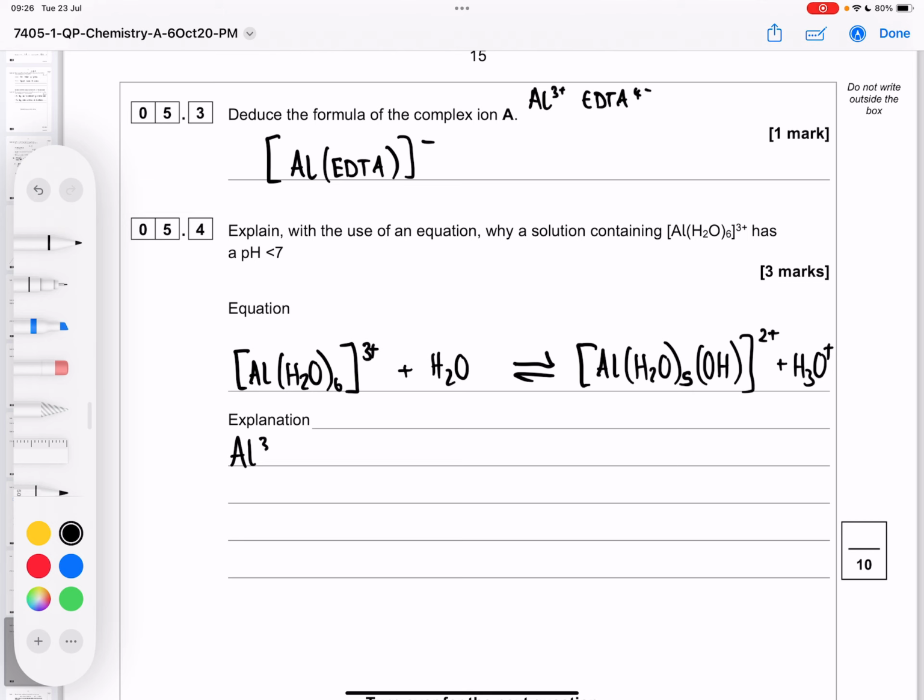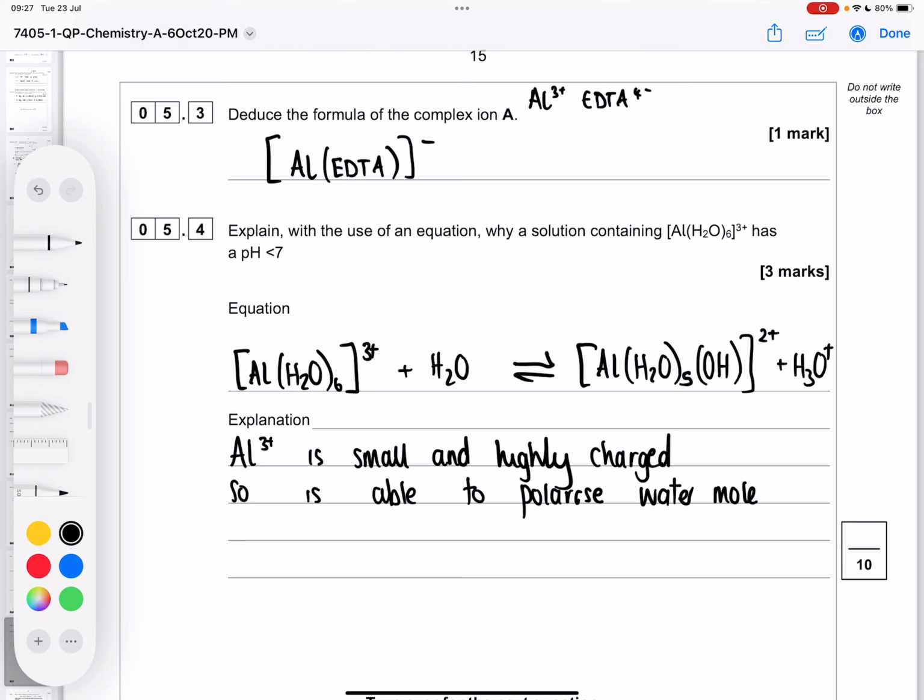So our explanation is Al3+ is small and highly charged, has a high charge density, so is able to polarize water molecules and weaken the OH bond in water, and that allows it to release H+ ions, and that's what makes it acidic.